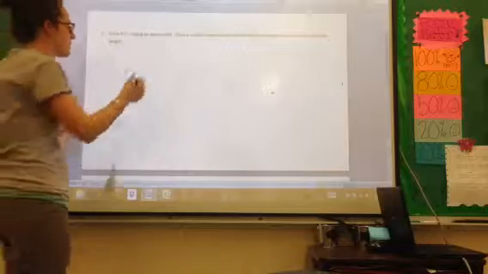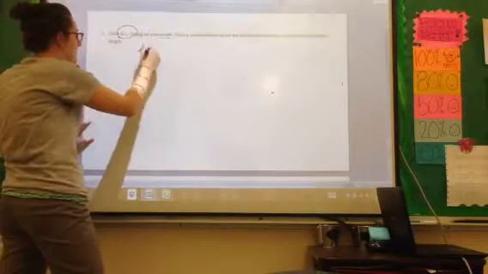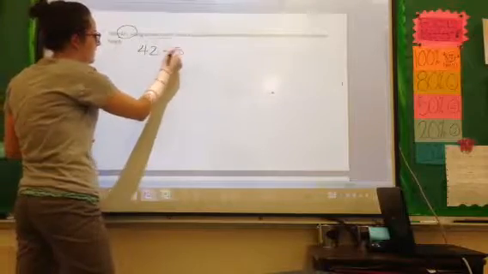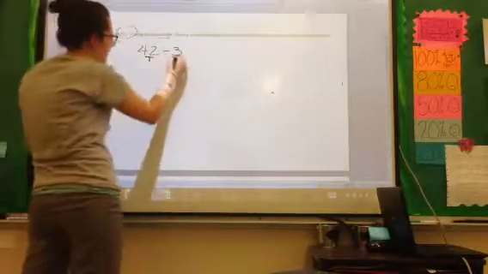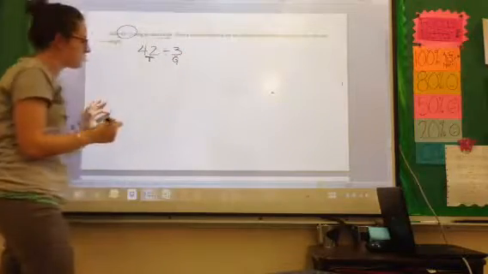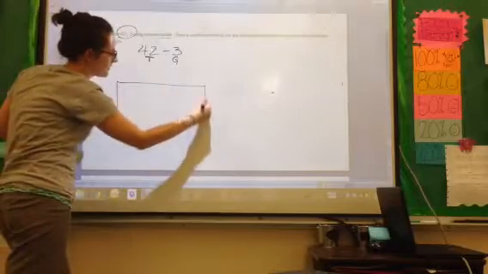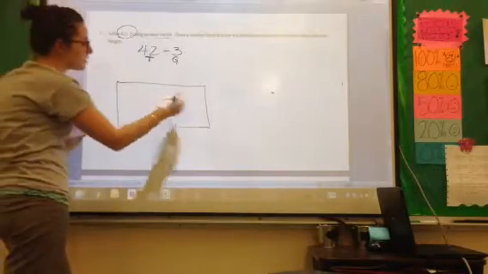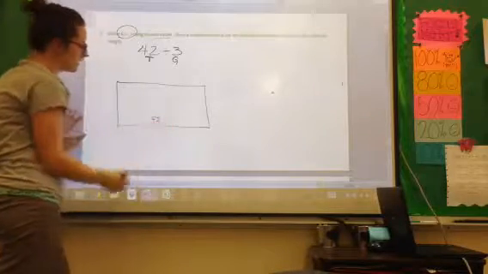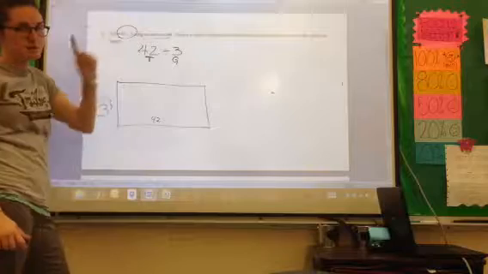So let's start with the first part. It says to draw an area model to solve 42 divided by 3. So I know 42 divided by 3. 42 is my total. It's the thing that I'm splitting up. And 3 is the number of groups that I'm going to have. So I know that when I draw an area model, I always start with a rectangle. And my area is going to be my total. So my total area is going to be 42. And I know that my side is going to be 3 because I have 3 equal groups.